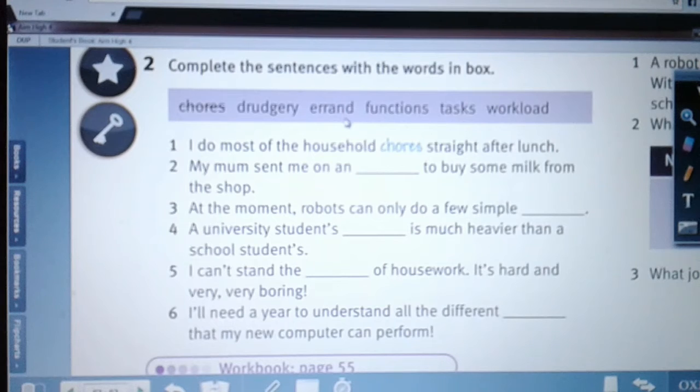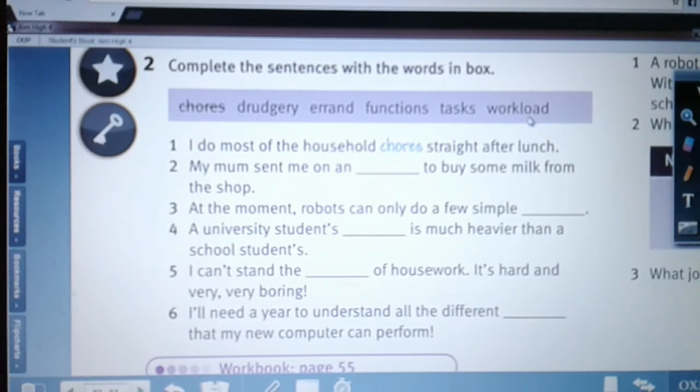Meanwhile, the definition of errand is a job that you do for somebody, and it usually involves going somewhere to buy something or maybe to deliver something and even take messages and stuff. Okay, next, functions. Functions are special purposes of a thing or maybe a person. Next, task. Tasks are works that you or a machine, a robot, has to do.